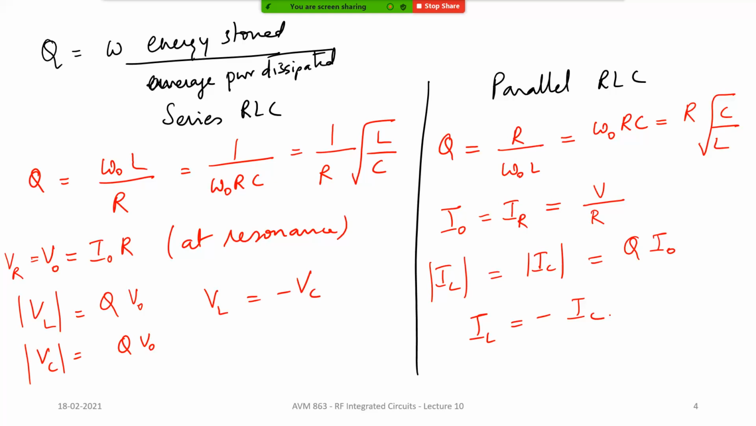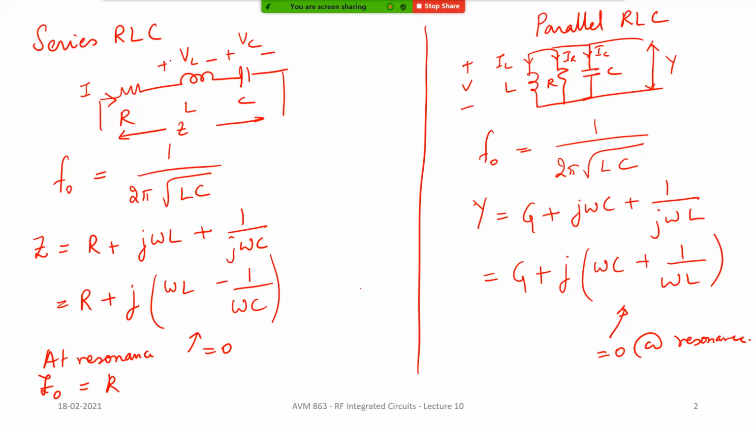So in resonance, what happens is the overall voltage across the two terminals will still be equal to I naught times R, the current at resonance. But the voltage across the inductor and the capacitor will be very high and they will be in opposite polarity, cancelling out each other. Whereas for a parallel RLC, the voltage is constant because all three are in parallel, but the current through the inductor and the current through the capacitor will be Q times the current through the resistor, right?